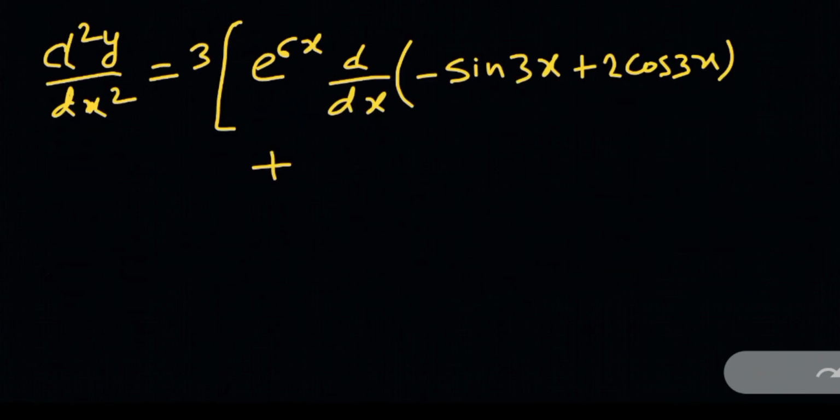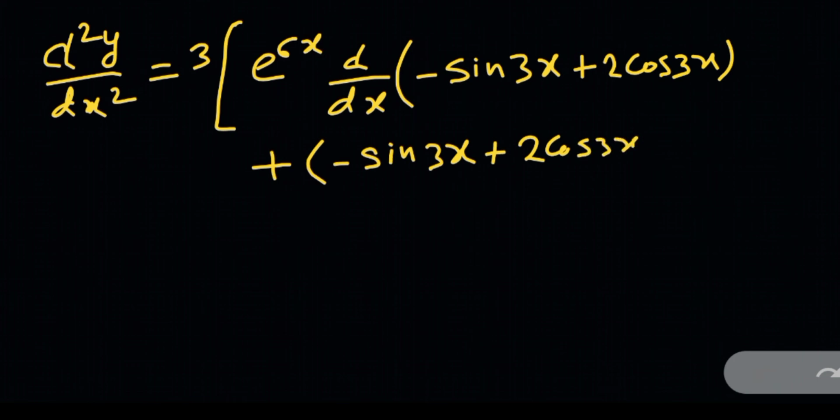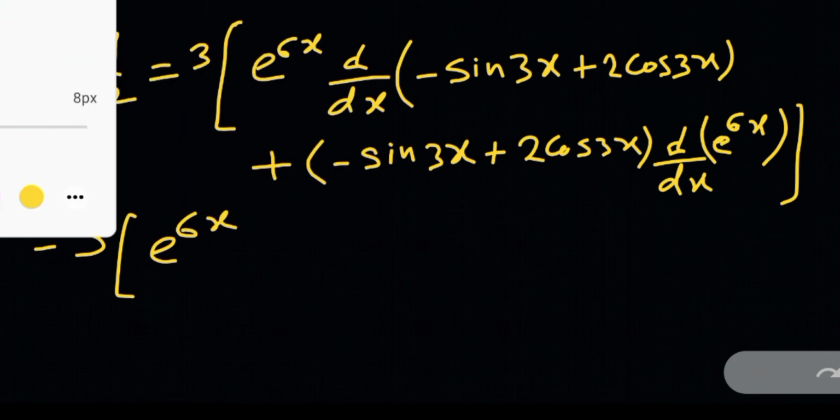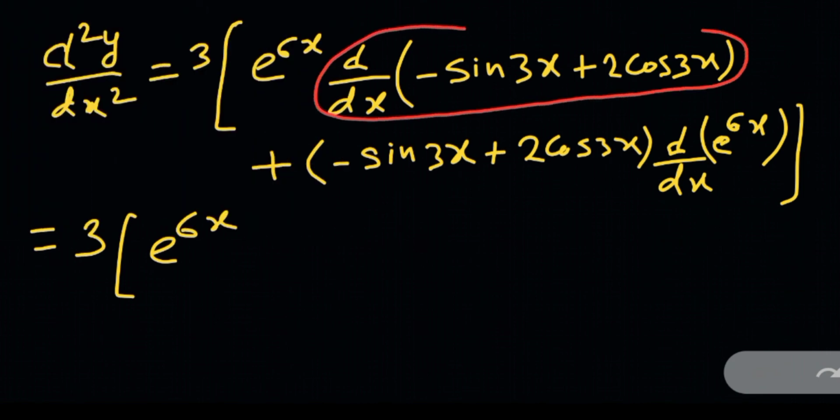So v as it is, which means v is minus sin 3x plus 2 cos 3x, and then the derivative of e to the power 6x. Okay, bracket close. Now I will simplify this. So 3 is outside, now e to the power 6x, and first I am going to differentiate this term.